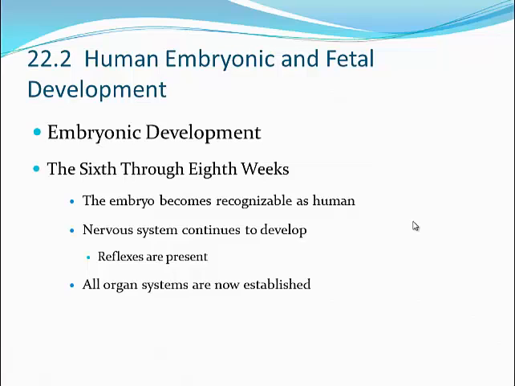During weeks 6 through 8, the embryo becomes recognizable as a human. The nervous system continues to develop and reflexes are present, especially the startle reflex to touch. The neck region develops and the brain also continues to develop. All organ systems are now established. At the end of this time, the embryo is approximately 38 millimeters or 1.5 inches in length, and weighs no more than an aspirin tablet.